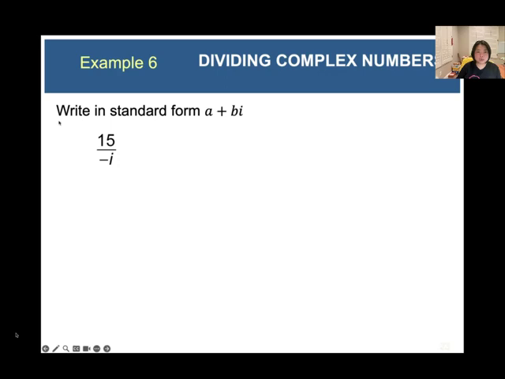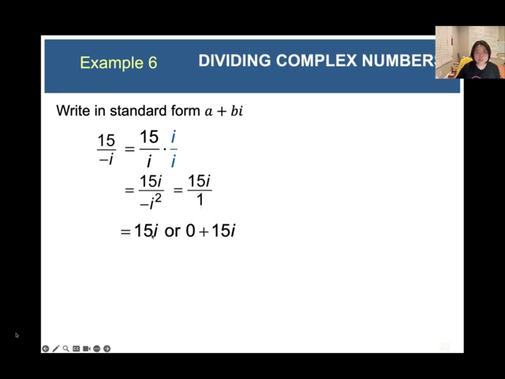So think about it. I want to write in the standard form a plus bi, but right now my denominator has the -i here. How can you get rid of the -i in the denominator? You could just multiply i over i here. Okay, so -i times i, which is going to be -i squared. Right, and then -i squared is going to be +1. So that will be 15i, or you could put 0 plus 15i here.